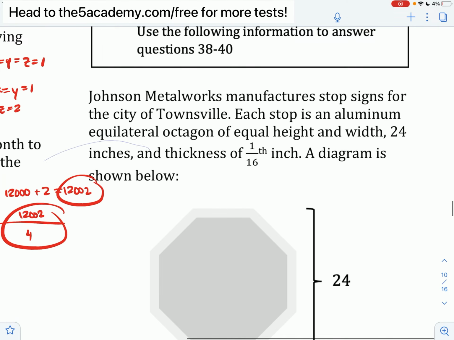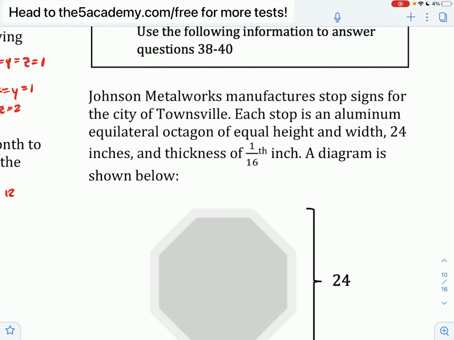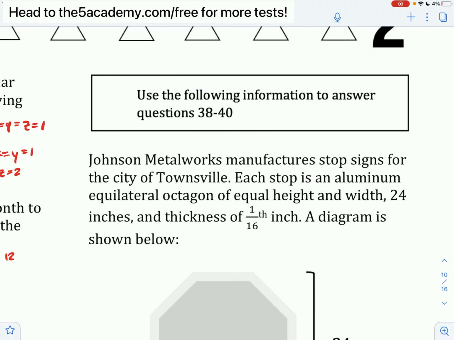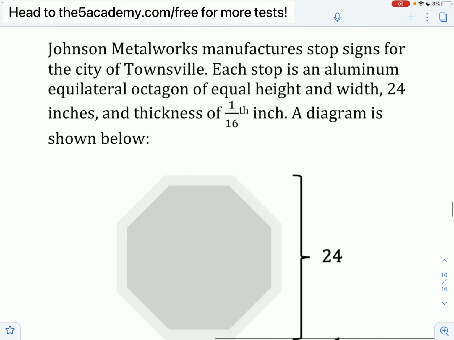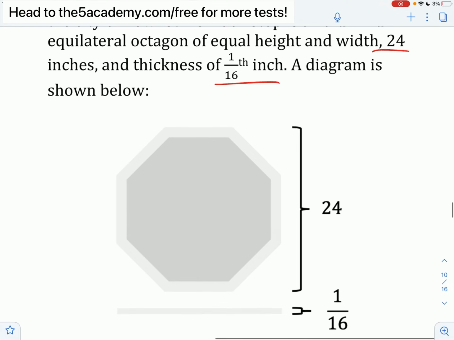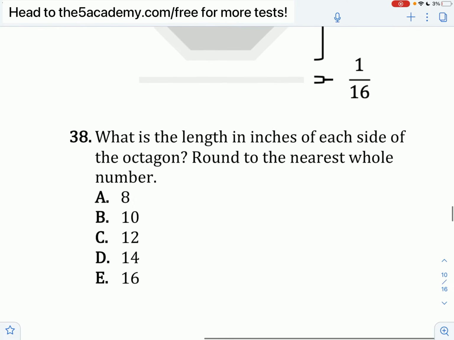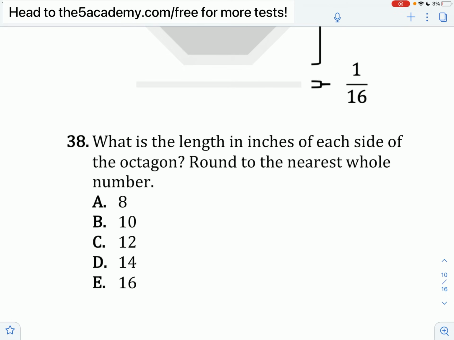All right, we have this problem here for the next few. Johnson Metalworks manufactures stop signs for the city of Townsville. Each stop sign is an aluminum equilateral octagon of equal height and width, 24 inches, and thickness of 1/16 inch. A diagram is shown. What is the length in inches of each side of the octagon?